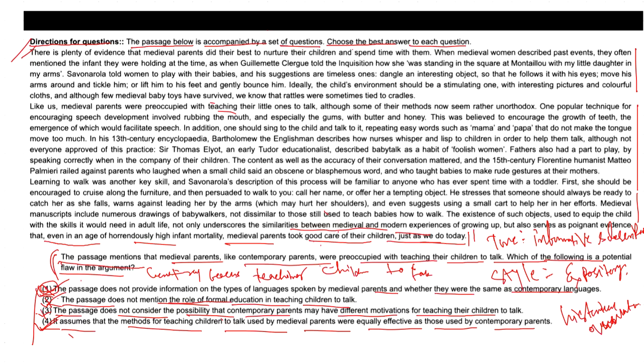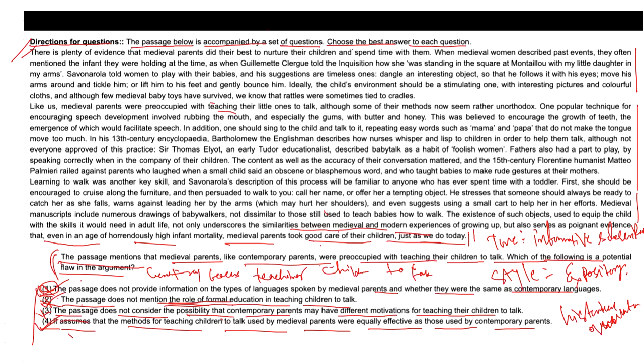Like I can say, option one stated the types of language spoken by medieval parents are not the primary flaw in the argument. The argument focuses on the shared preoccupation with teaching children to talk rather than language differences. Option 2 is also eliminated because the role of formal education is not the primary flaw in the argument. Option 3, the motivation of contemporary parents is not the primary flaw in the argument. The argument highlights the preoccupation with teaching children to talk, but doesn't make a direct comparison of motivation.